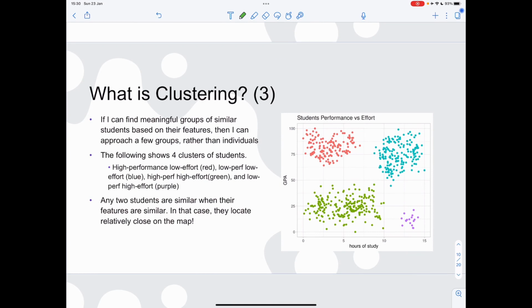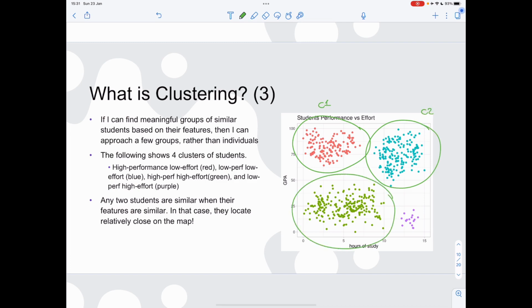Here, clustering has succeeded in finding 4 clusters. I have told our k-means clustering, or any other algorithm, that there are 4 clusters, and our algorithm has found them. Okay? So this is one cluster, C1. This is the second cluster, C2. This is the third cluster, C3. And this is the fourth, C4.